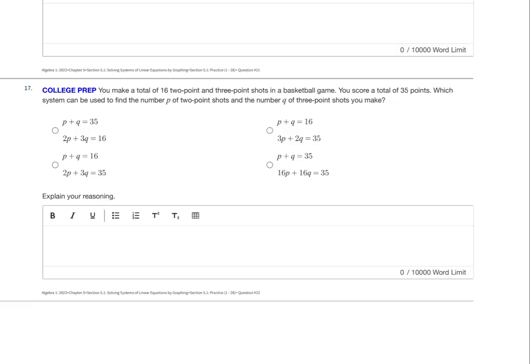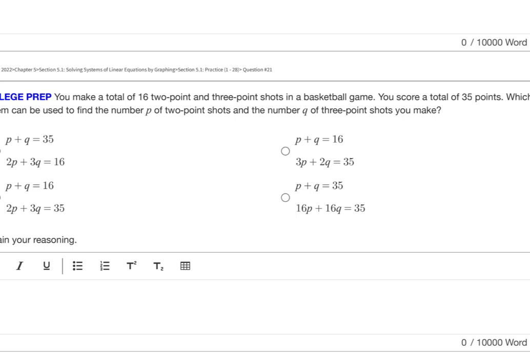You make a total of 16 2-point shots and 3-point shots in a basketball game. Your score total is 35 points. Which system can be used to find the number P of 2-point shots and the number Q of 3-point shots? Okay, so this is about points, and this is also, okay, hang on. When I say this is about points and this is about points, here's what's going on: this 16 is the exact number of shots made.